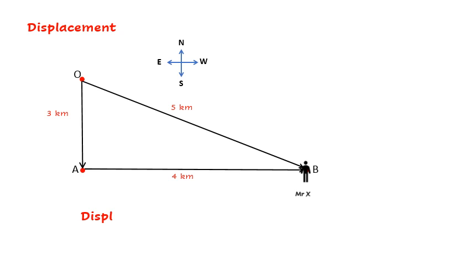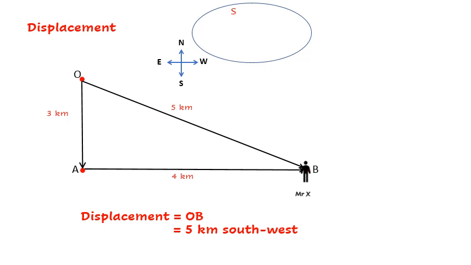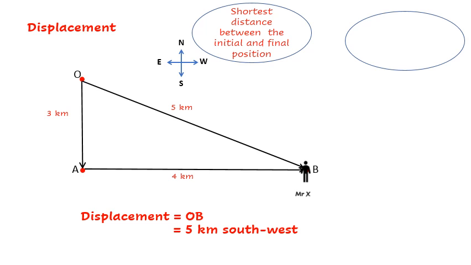However, the displacement is OB, which is equal to 5 kilometers in southwest direction. Displacement is defined as the shortest distance between the initial and the final position. Mr. X is moving in southwest direction. So displacement has both magnitude and direction. It is a vector quantity.